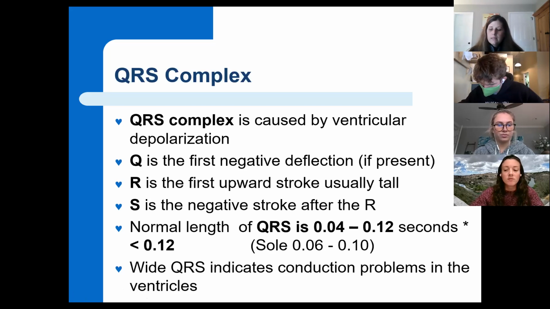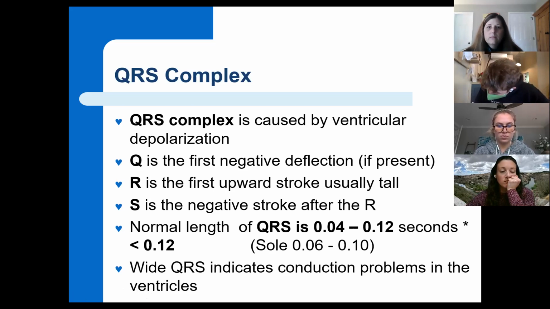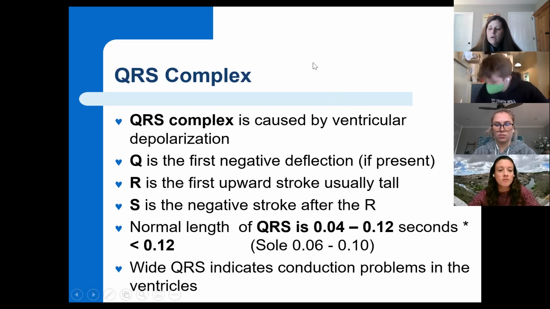Now, we talked about the QRS complex already. The QRS complex is that firing of the AV node at the bottom of your atria to begin the ventricular depolarization. It begins that ventricular contraction, okay?